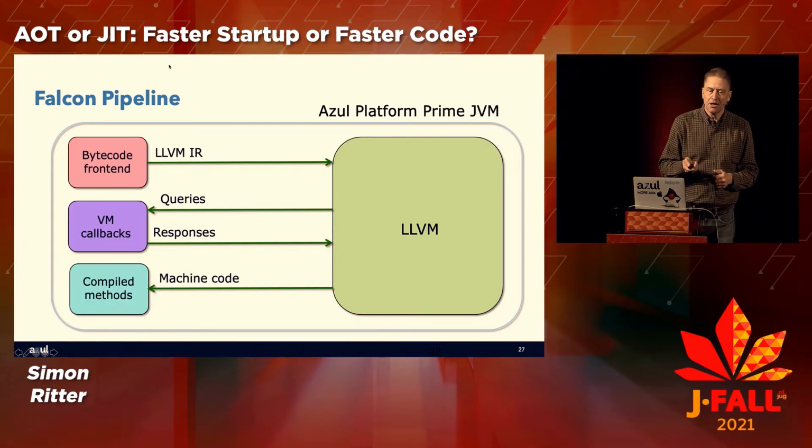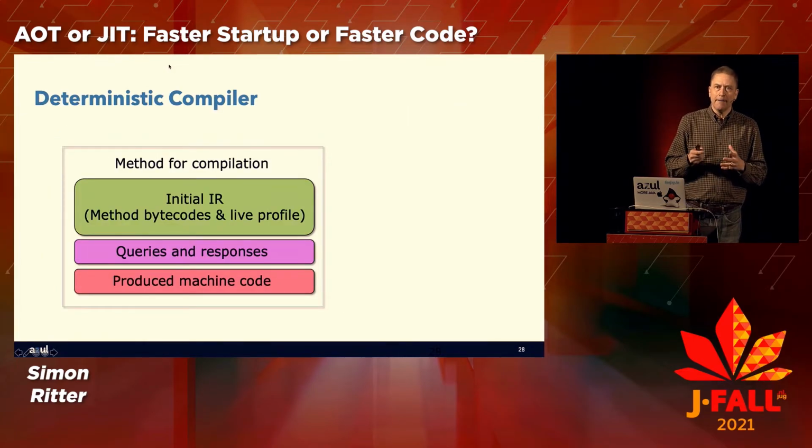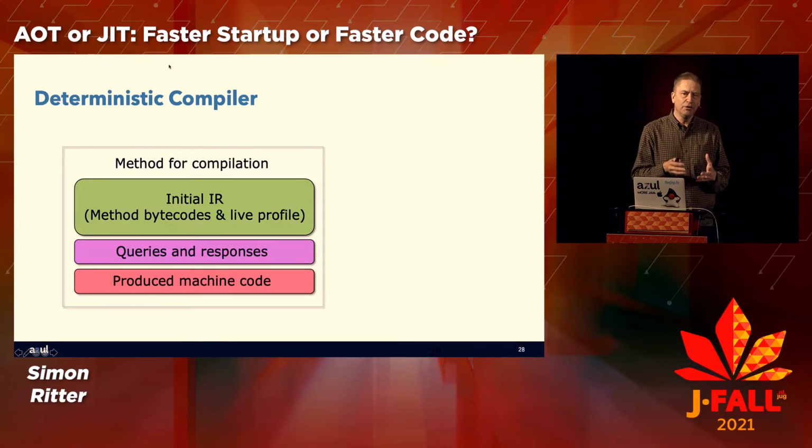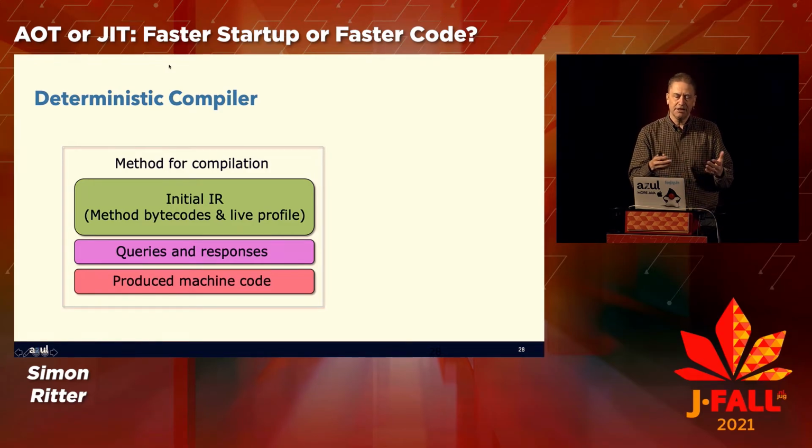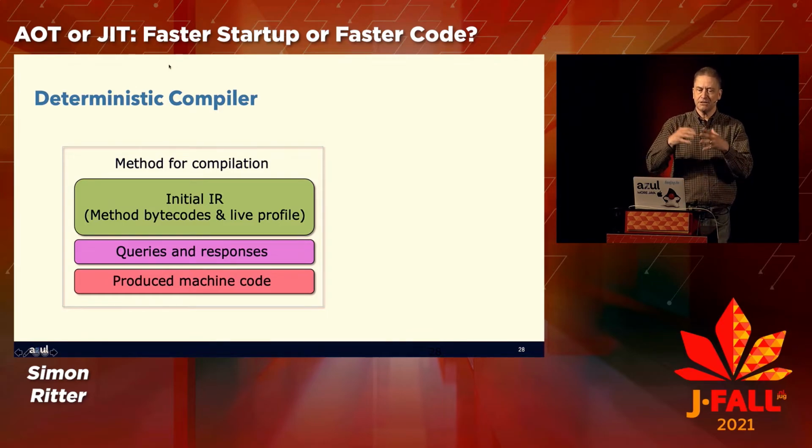Okay. Now, the other thing that we know about LLVM is it is a fully deterministic compiler. And that means that if we take the same inputs, we're guaranteed to get the same output. If we look at a method that we have in Java, we're going to see, in terms of the data that we have, something like this.